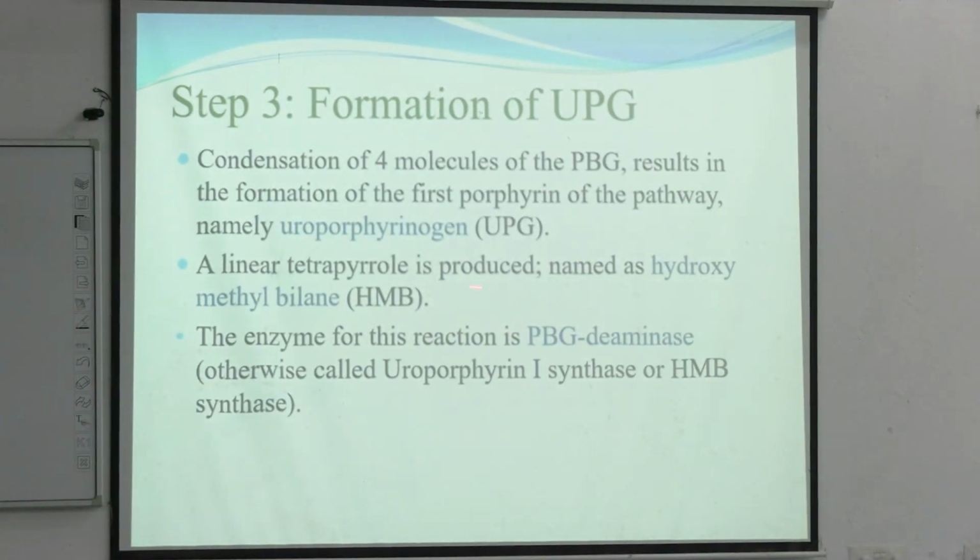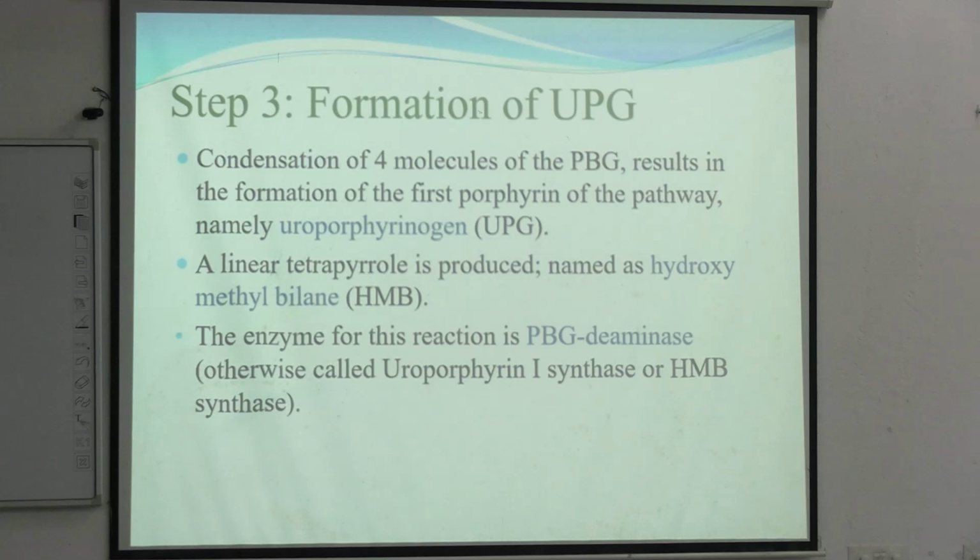Hydroxymethylbilane or HMB. This step requires the enzyme PBG deaminase, because a deamination reaction occurs here. During the formation of the linear tetrapyrrole structure, deamination occurs. So PBG deaminase is the enzyme.